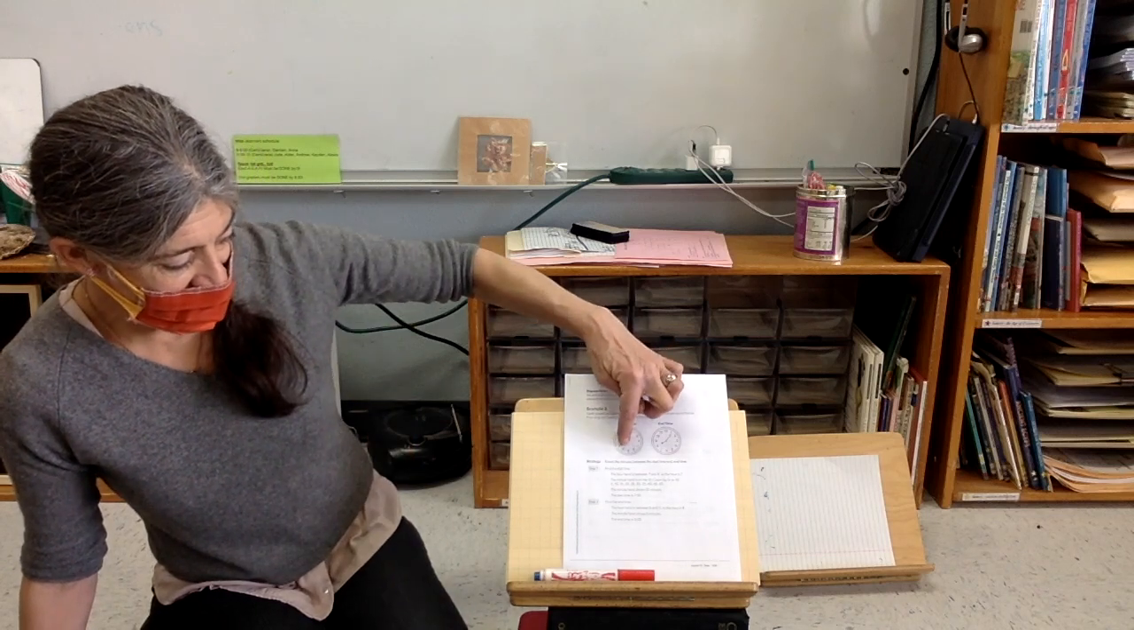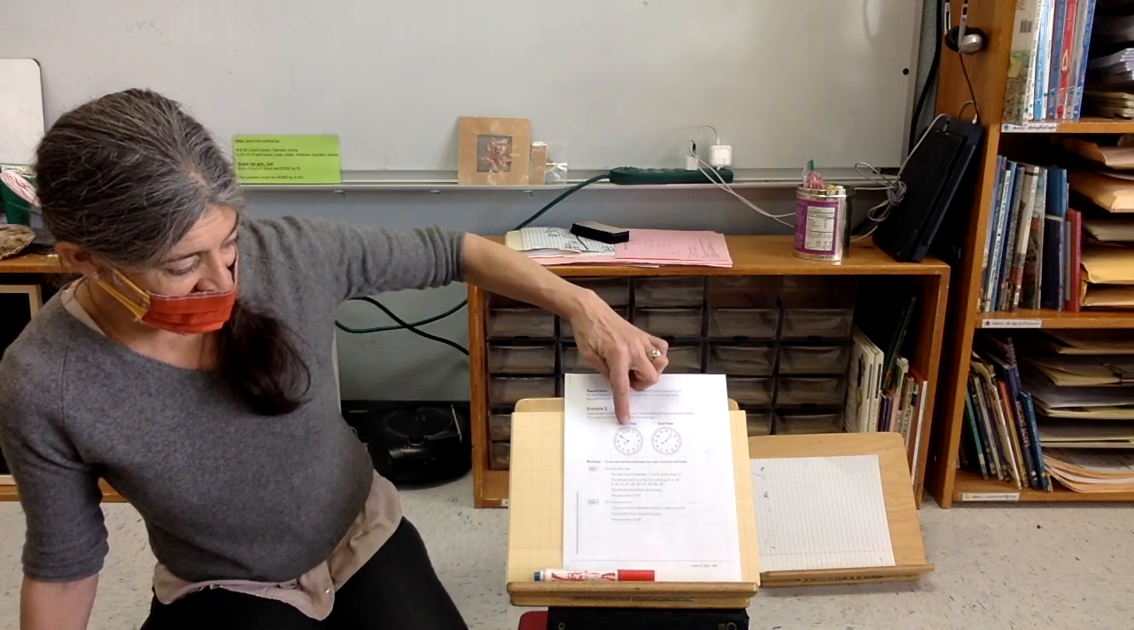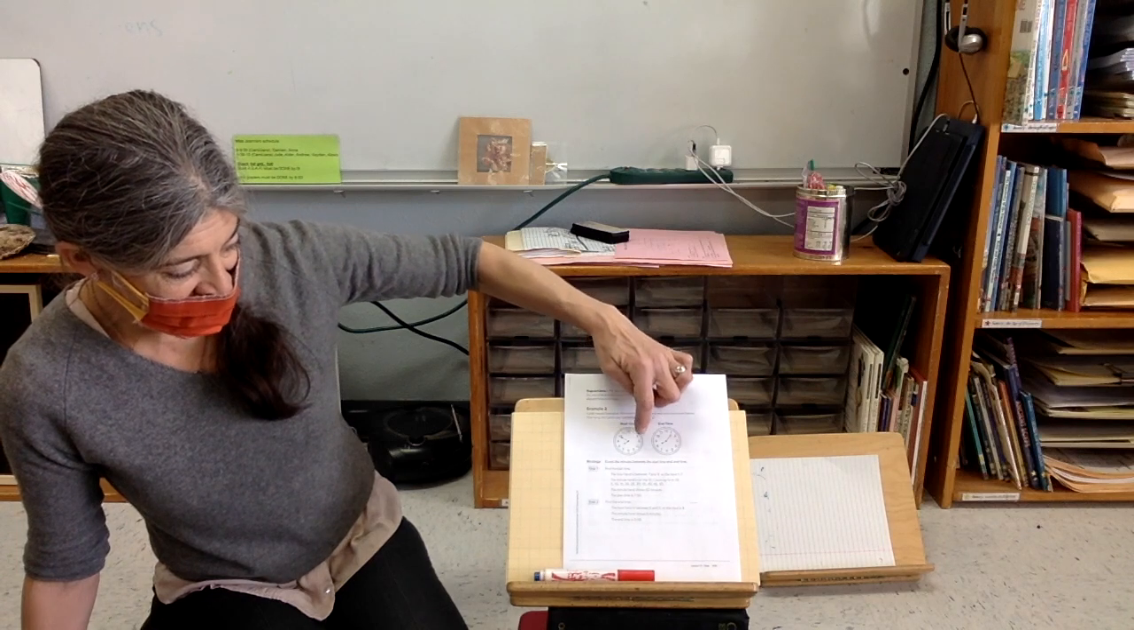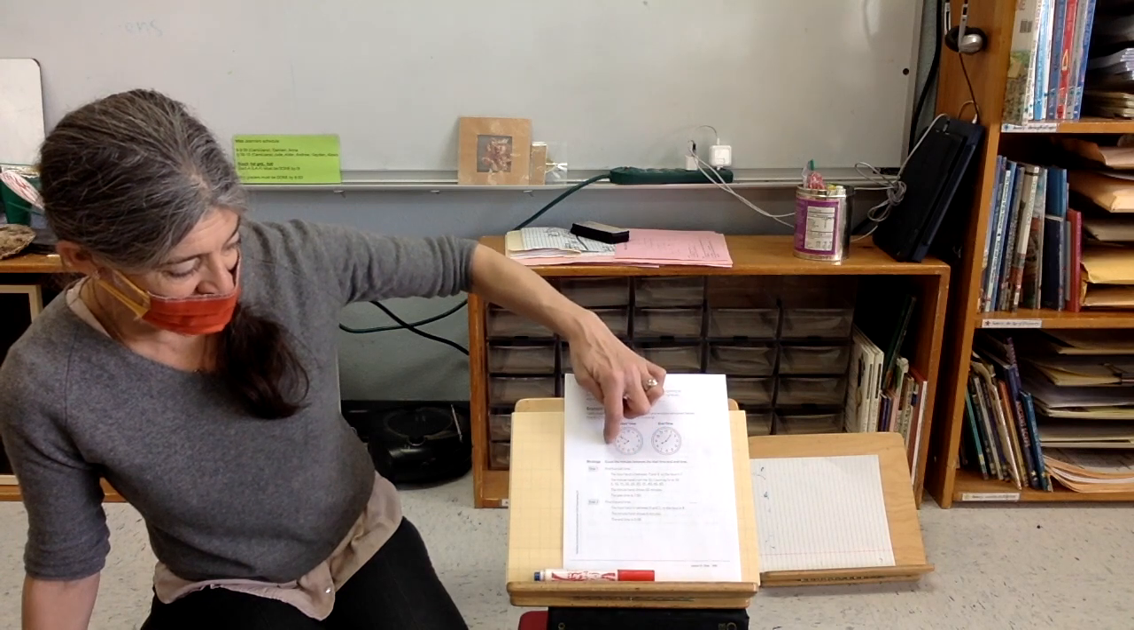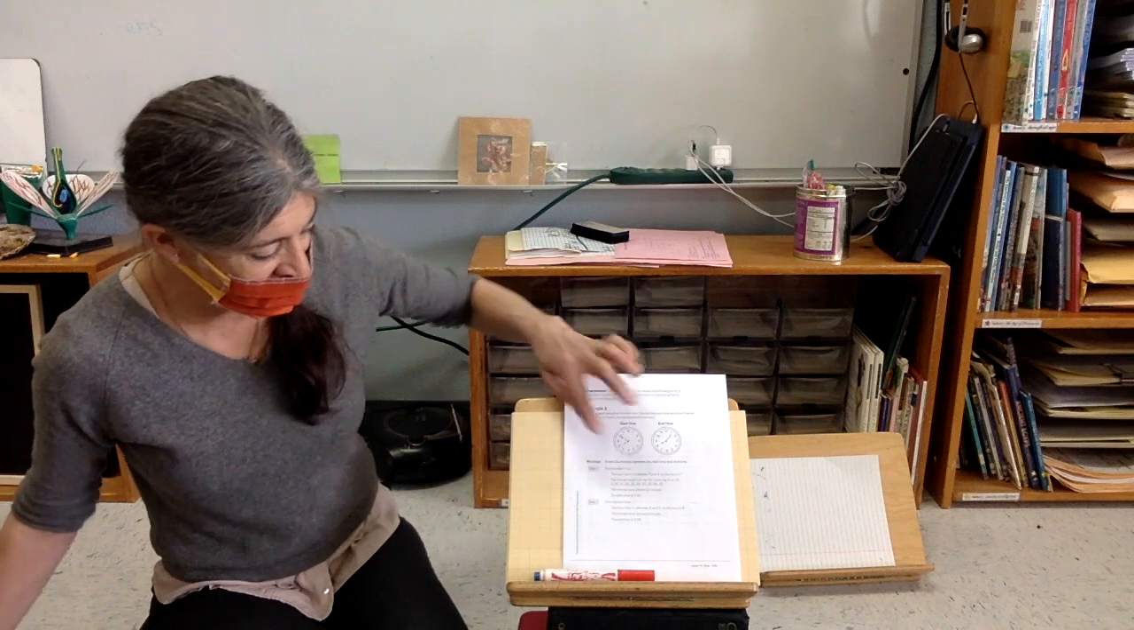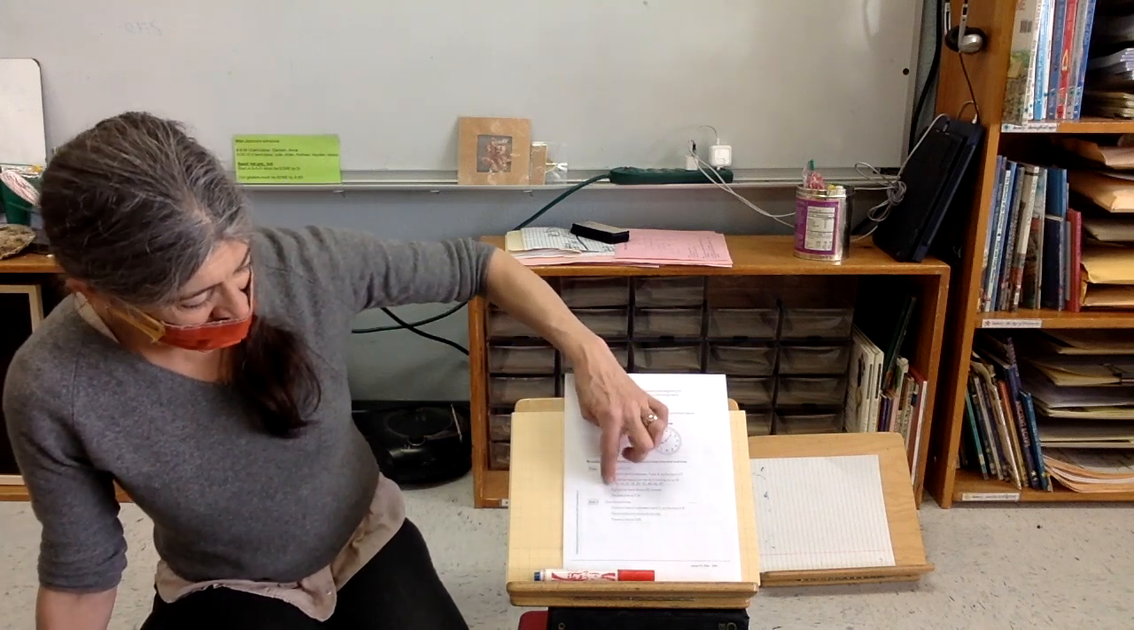7:50. Good. 7 for the hour because it's not at the 8 yet. And then if you count from here, 0, 5, 10, 15, 20, 25, 30, 35, 40, 45, 50. Great job, Gideon. Step 2.